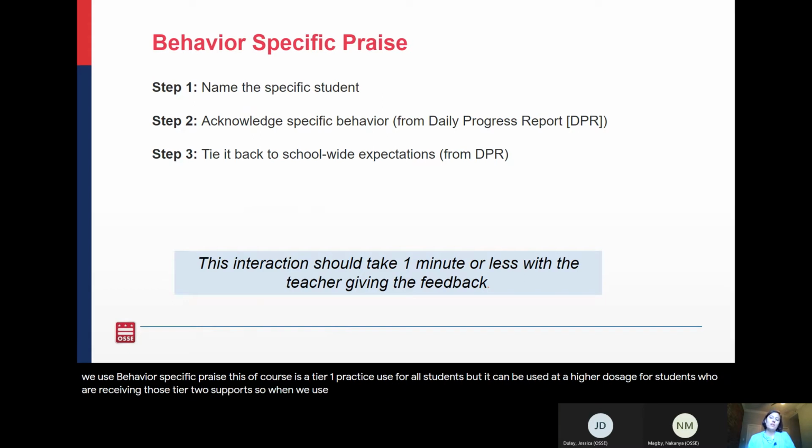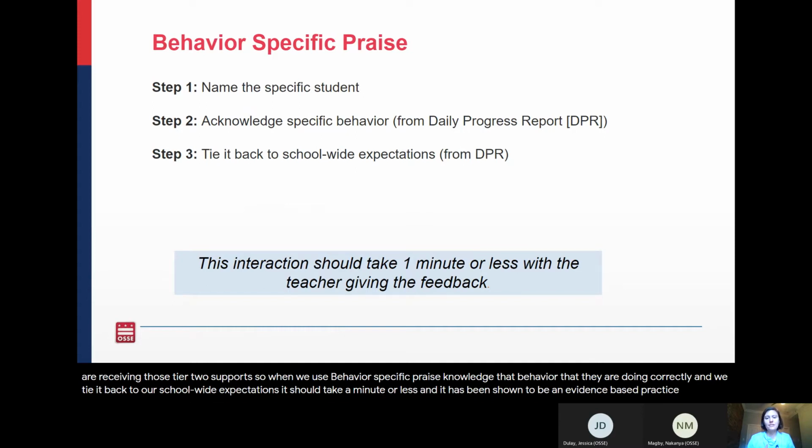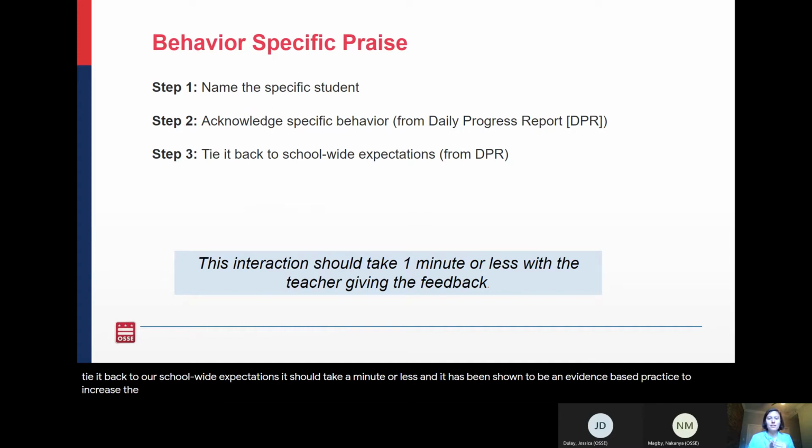So when we use behavior-specific praise, we name the specific student, we acknowledge that behavior that they are doing correctly, and we tie it back to our school-wide expectations. It should take a minute or less, and it has been shown to be an evidence-based practice to increase the positive culture of a classroom. And so using this at the tier 2 level with a higher dosage in congruency with our check-in, check-out program will help make it more effective.